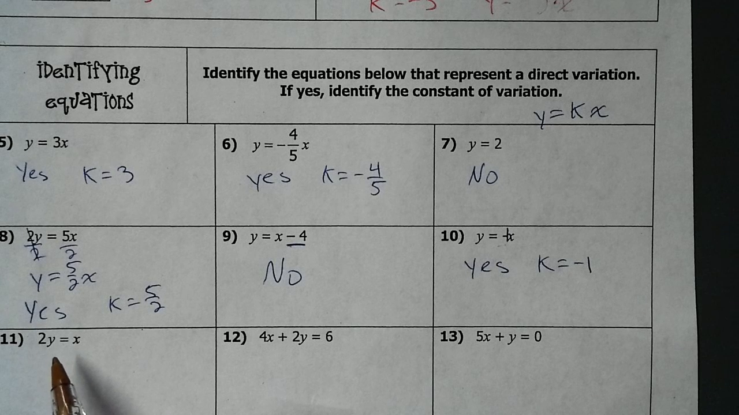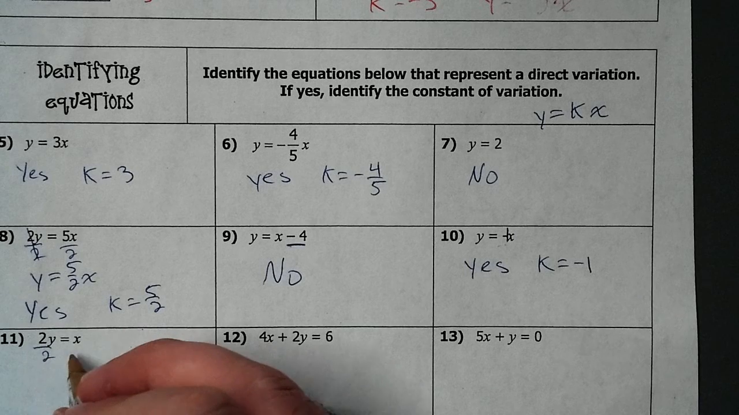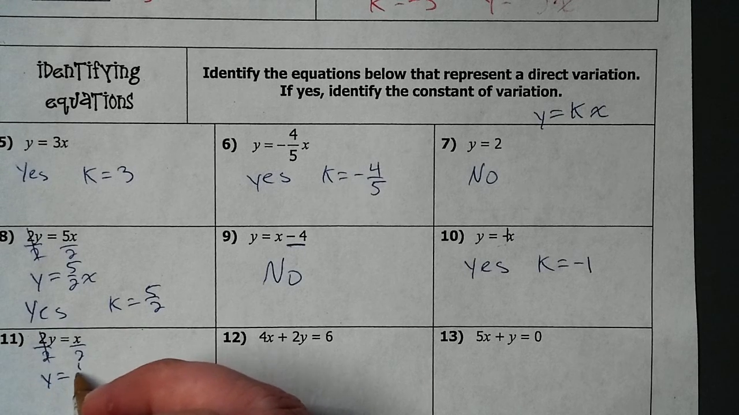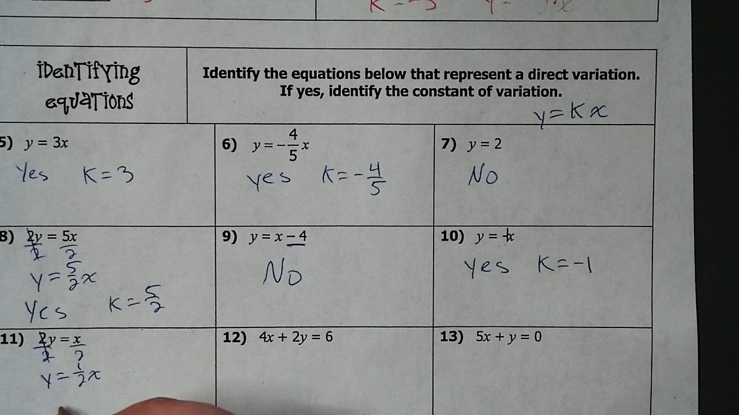Number 11, yes or no? Yes. We can get rid of that 2 and get it to y equals by dividing. We get y equals 1/2x. So this one is yes, and the constant is equal to 1/2.